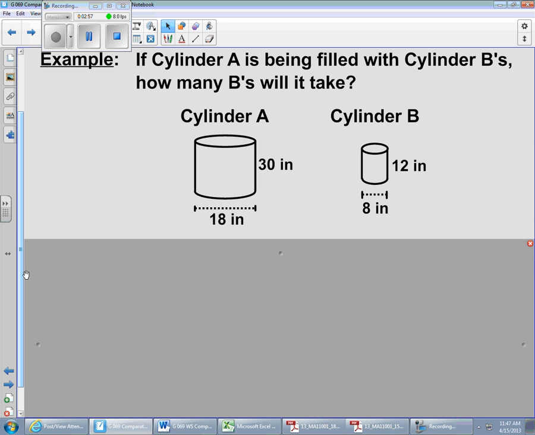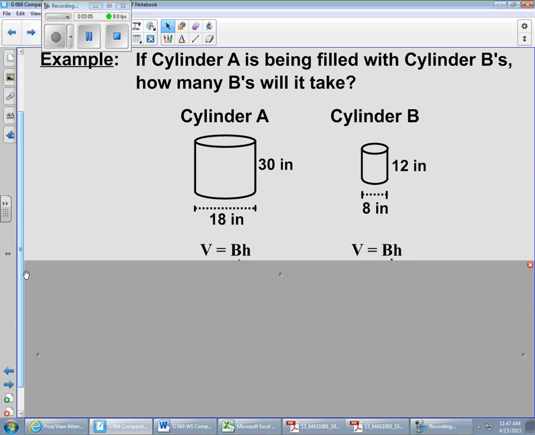So when we go to select formulas, we'll definitely want to pick formulas that deal with volume. Going to the formula chart, we would say, all right, I need to know the formula for the volume of a cylinder. Well, the formula for the volume of a cylinder is big B little h.